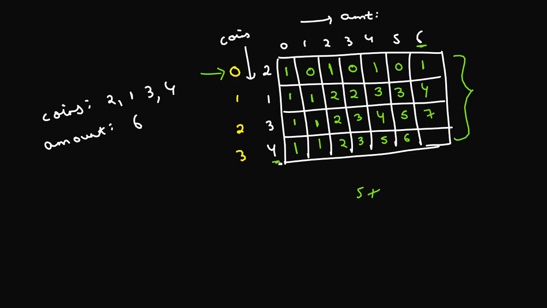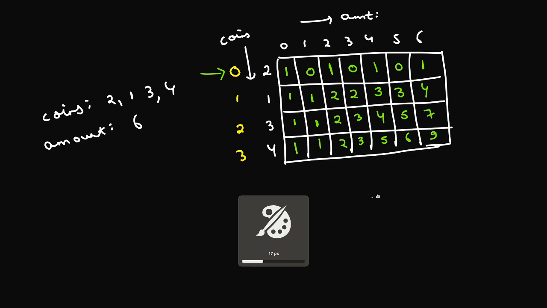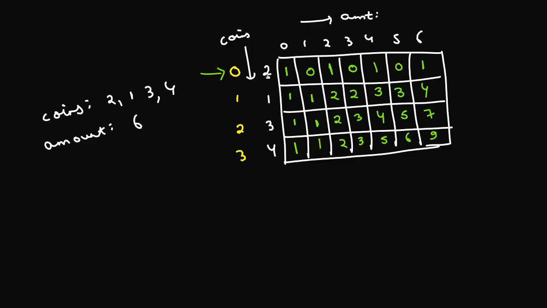So if I use this coin of denomination 4, then 6 minus 4 is going to take me here at 2. So I have two ways after I use this coin of denomination 4. Plus, if I don't use this coin at all, then I have 7 ways to do that. So this 7 plus 2 is going to give me a 9. And this is what the final answer is. Okay, so there are a total of 9 ways in which you can create an amount of 6 using the coins of denomination 2, 1, 3, and 4.